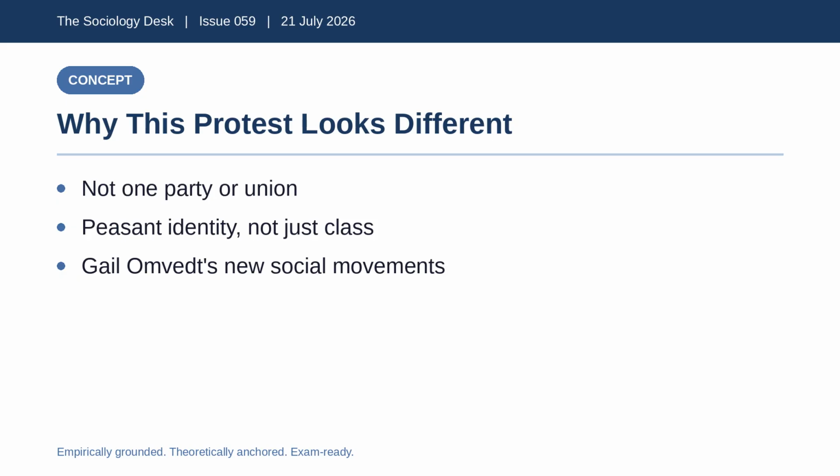The second concept explains why this protest does not look like the old peasant movements you may have read about. Gail Omvedt studied farmer movements in India from the 1980s onward and noticed something changing. These were no longer single-party controlled agrarian unions fighting only over land and wages. They were coalitions, cutting across states and organizations, mobilizing around a peasant identity itself, against what she called the state's urban-biased terms of trade. The Desh Bachao Morcha, with its 550 constituent groups, fits this description precisely. If you can name this as a new social movement and explain why it is new, you are already ahead of most candidates who will simply call it a farmer protest.